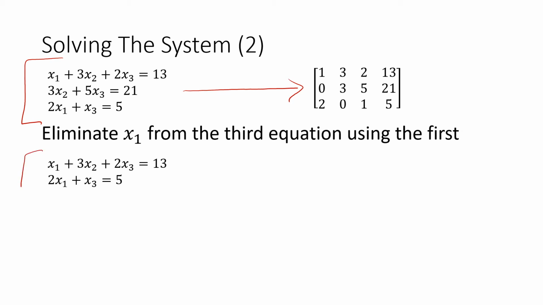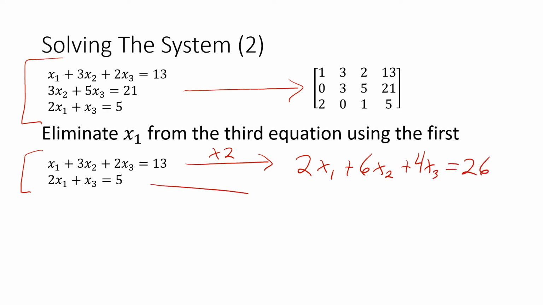Here's my first and third equations. I'm going to do the same thing. I want to get the same coefficient in front of the x1. Well, the easiest way to do that is to take my first equation, multiply it by 2. I get 2x1 plus 6x2 plus 4x3 equals 26. My second equation, I've already got the 2x1, so I get 2x1 plus x3 equals 5.